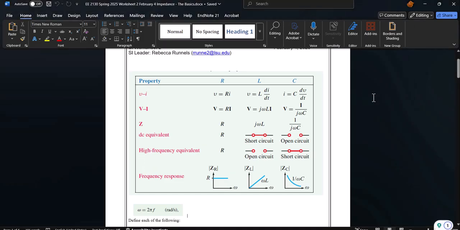Okay, so if we're trying to see how to convert something from the time domain to the phasor domain, then we have these conversions right here. In particular, resistance is real, and resistance is always real. Resistance is just going to be R. Resistance is not going to change. But inductors and capacitors are going to change.